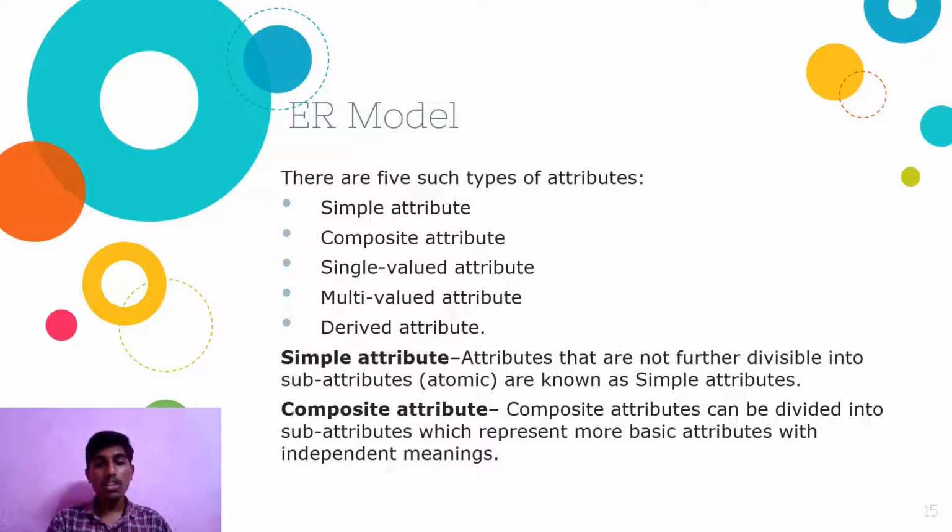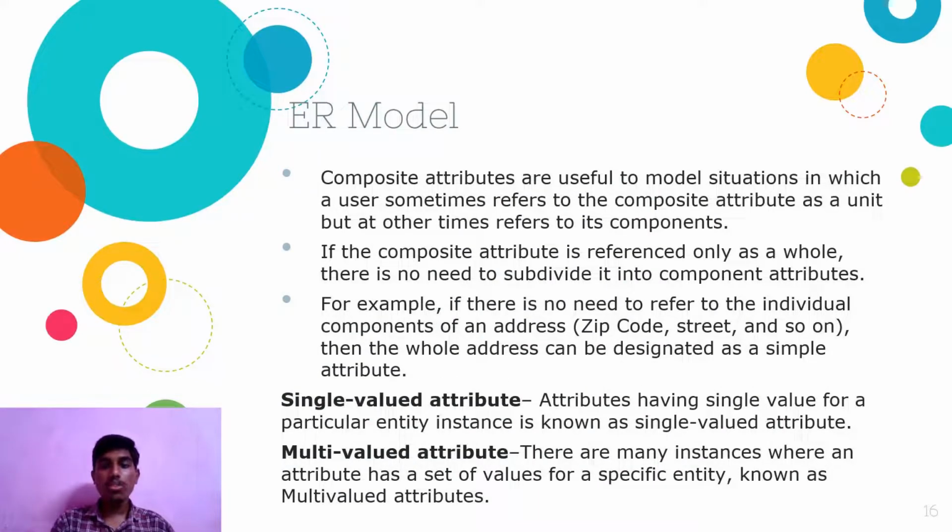Attributes that are not further divisible into sub attributes are known as simple attributes. Composite attributes can be divided into sub attributes which represent more basic attributes with independent meanings. Composite attributes are useful to model situations in which a user sometimes refers to the composite attributes as a unit, but at other times refers to its components.